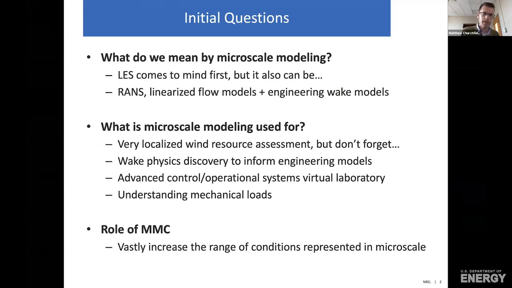So I'm going to talk about the microscale modeling part. I started by thinking about what microscale modeling means for me, and I think a lot of people, when we talk about it at workshops like this, LES comes to mind first. But really we shouldn't jump to that conclusion because it can be many things. I think other people have pointed this out well earlier. It can be RANS, it can be linearized flow models, plus some engineering wake models.